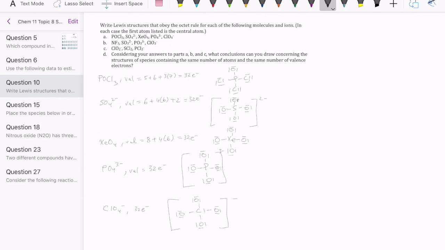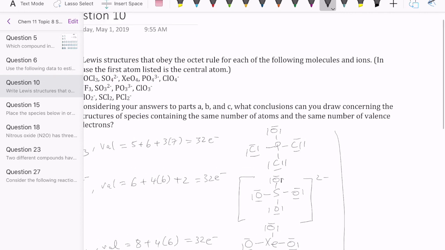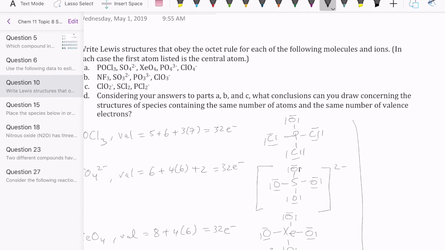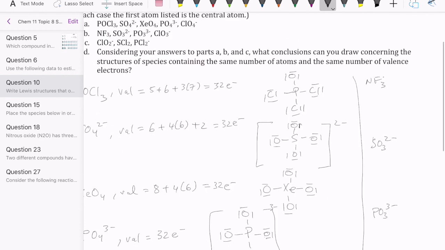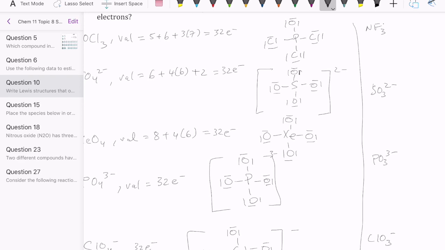Now we can go to part B. I'm just going to draw a line here, and let's go to part B. In part B we have 3 species. I'm just going to write them here for now: NF3, then we also have sulfite, SO3 2 minus, phosphite, PO3 3 minus, and then ClO3 minus, the chlorate ion.